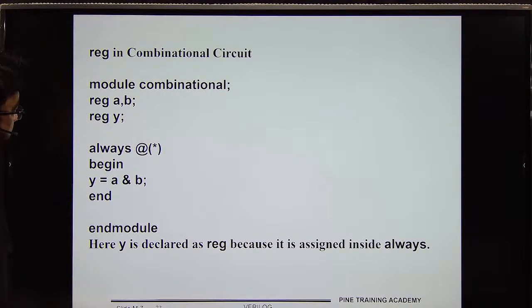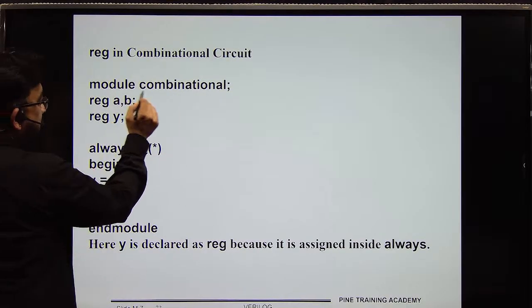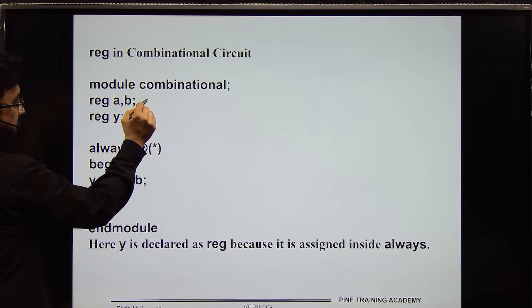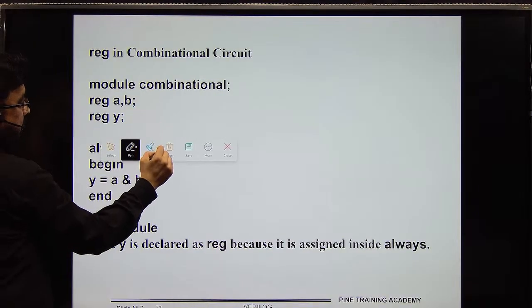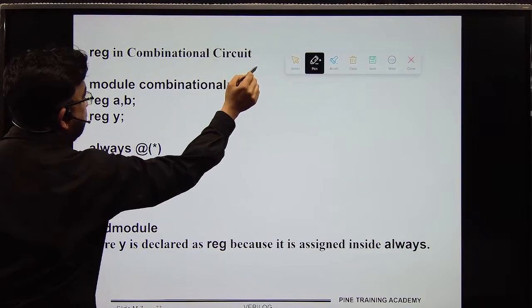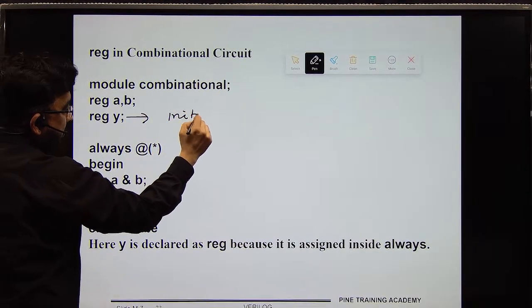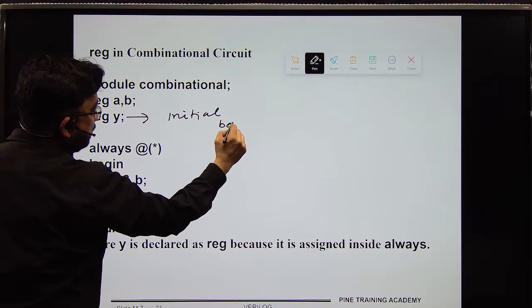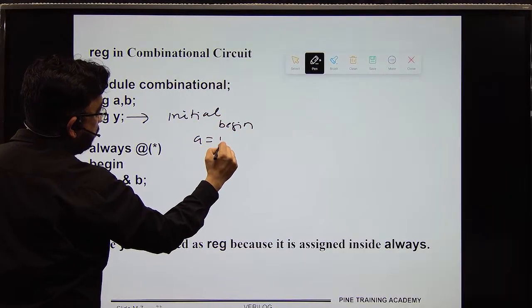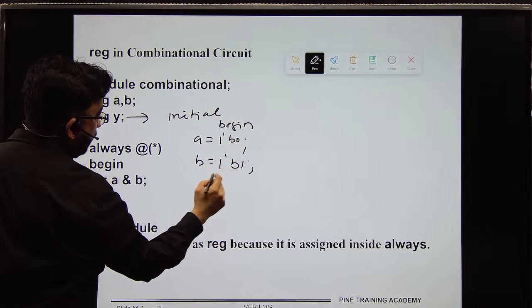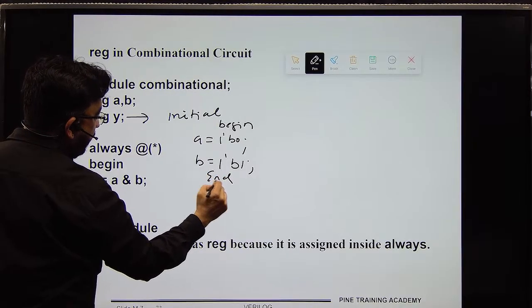See, so that's two examples based on initial. Now this example is based on always. So module reg AB. Basically, if I use initial begin, A is equal to 1'b0 and B is equal to 1'b1, and then end.